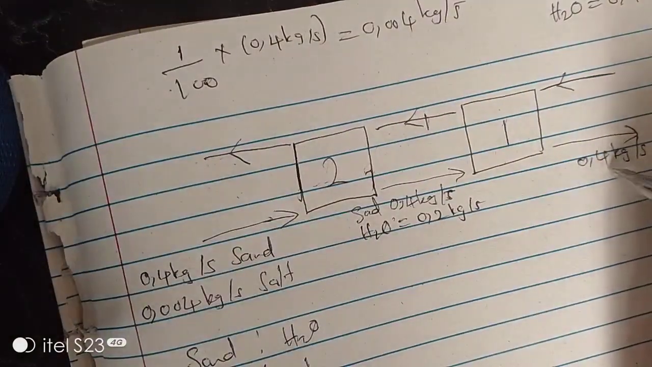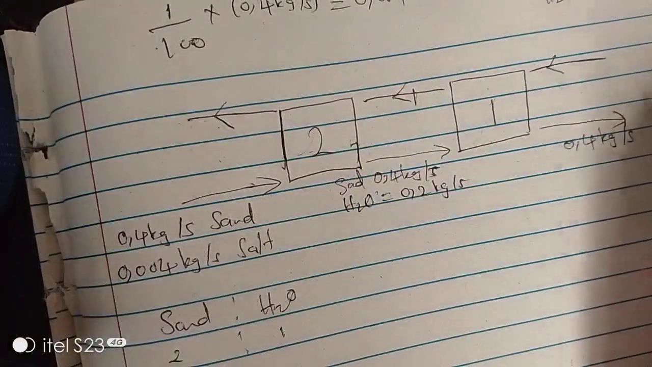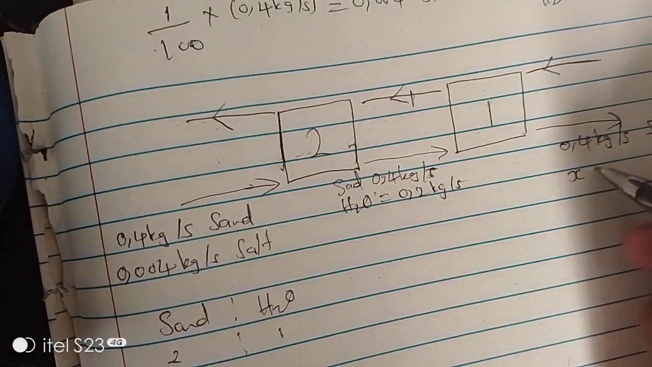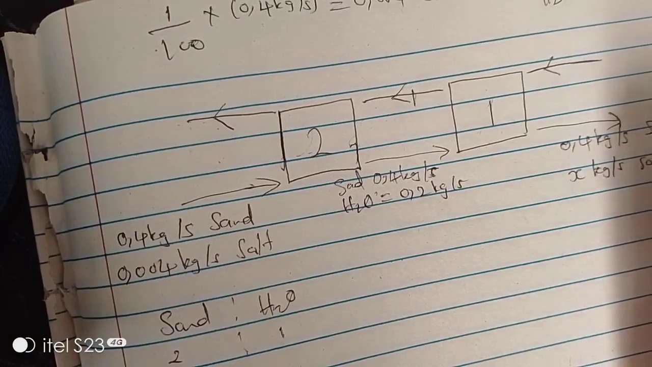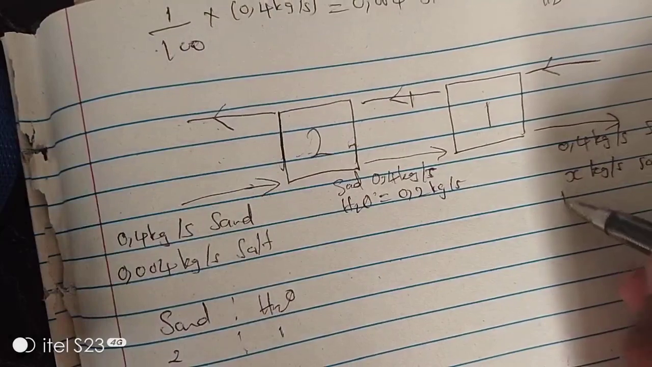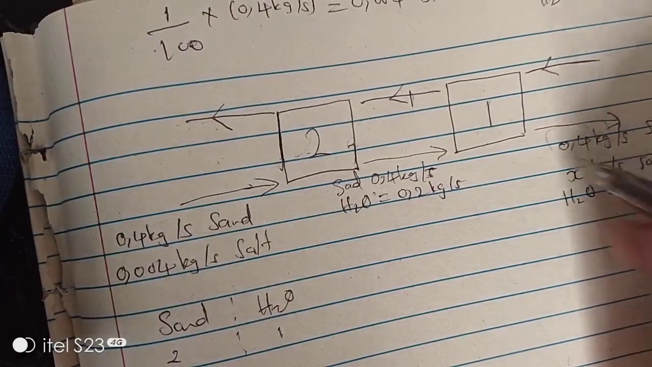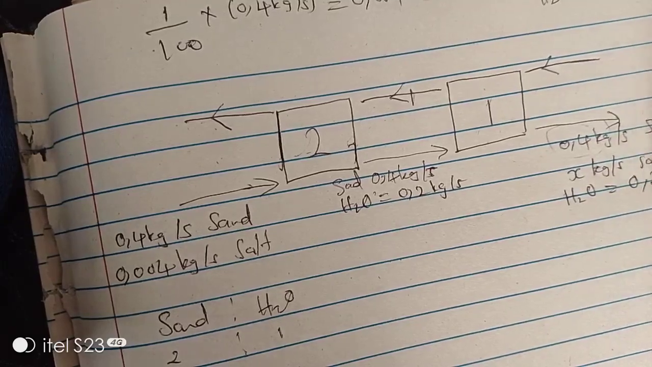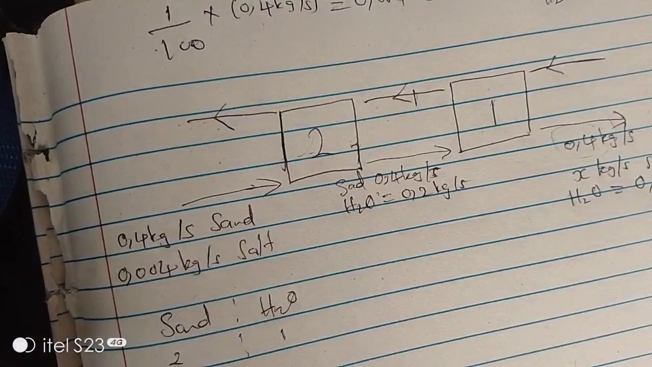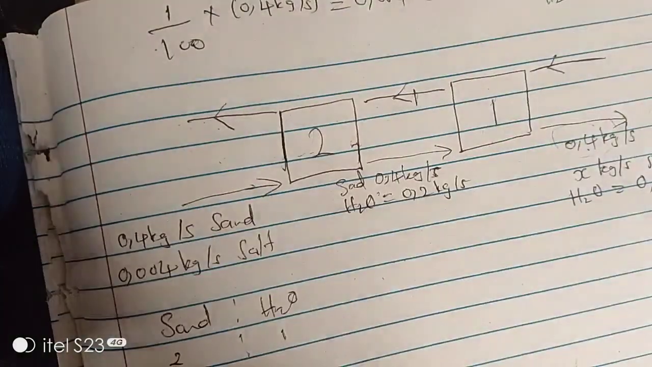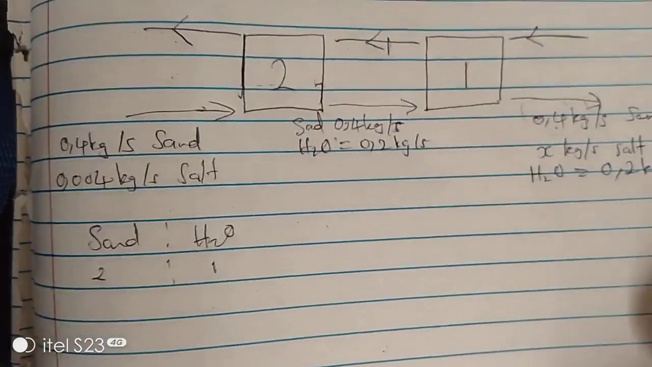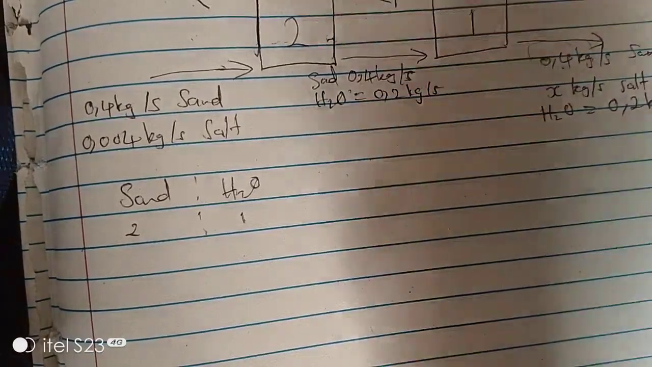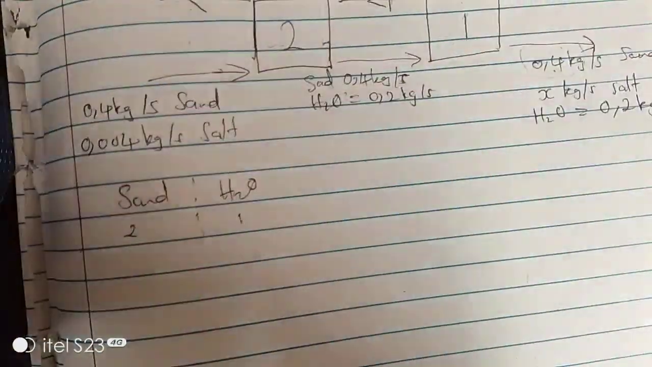So let's go back to the exit, the final thing which we want to look at. We've got x kgs per second of salt. We don't know that yet. So how much water do we have here? We have got 0.4 kgs of sand, which means we've got 0.2 kgs of water. We're sticking to the statement that for every 2 parts of sand we've got 1 part of water, right? Sorry, my camera wasn't seeing that part. So here I wrote 0.2 kgs of water, right? I hope you see. Okay, fine.